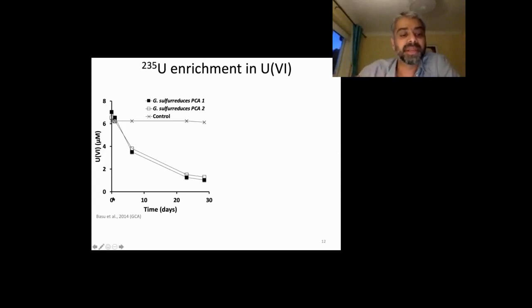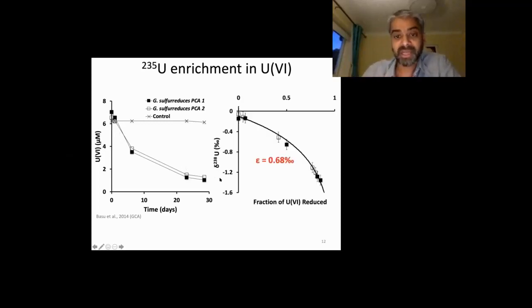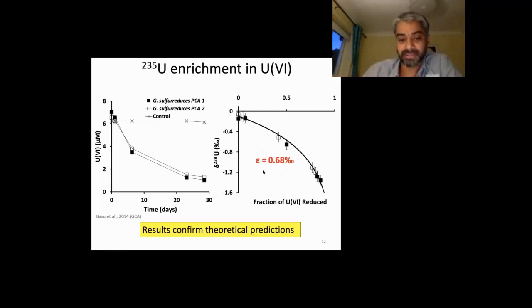So during these experiments, with time, the uranium concentration went down systematically. This is an example from Geobacter sulfurreducens, and nothing happened in the cell-free controls. So that means bacteria are actively reducing uranium-6. And when we measured the isotope ratios, the delta values went down systematically following a Rayleigh type distillation that can be modeled using a fractionation factor of 0.7 per mil. So that's all good because it confirms the theoretical prediction. It's in the right direction.